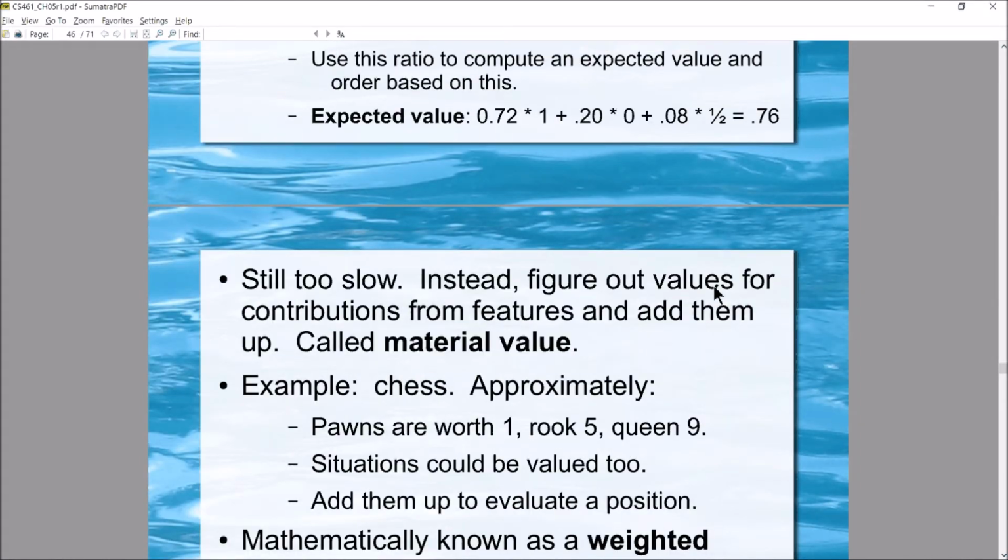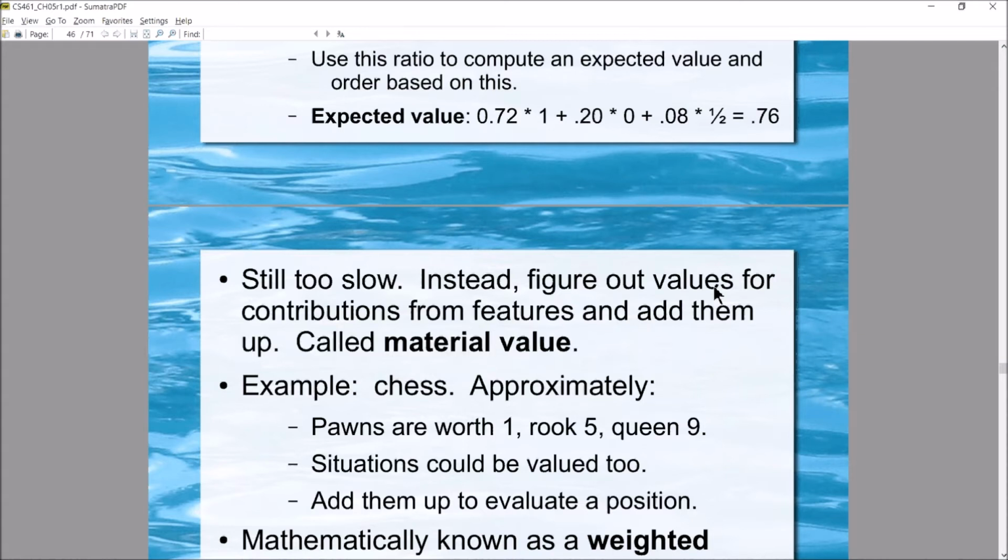Okay, so that approach could work for some games, might still be too slow for others. So another way of doing it would be to come up with scores for the contributions from each feature for a particular state and add those up. That's known as the material value. So an example from chess: there's a scoring system that the Chess Federation, whoever puts up the official rules for chess and does all the tournaments, says that a pawn's worth 1 point, a rook's worth 5, a queen's worth 9.